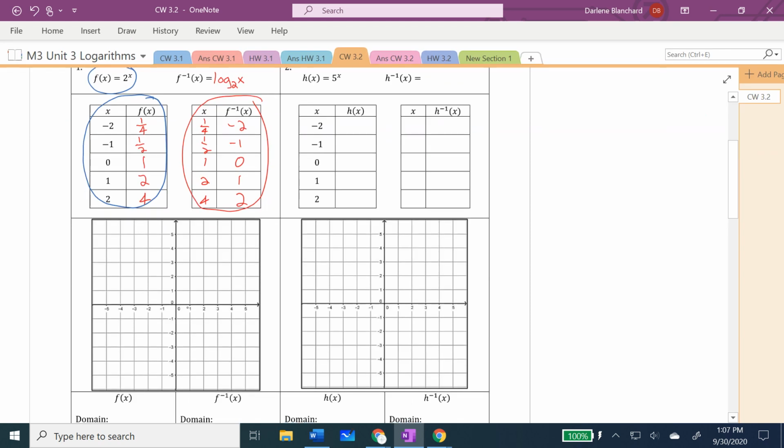So for the exponential function that you should be familiar with, negative 2, 1/4. I just wanted you to draw that. I'm annoyed with my technology. It's not doing what I'm asking and what I'm wanting. There you go. Breathe. Negative 1, 1/2. 0, 1. 1, 2. 2, 4.